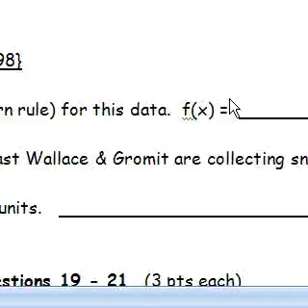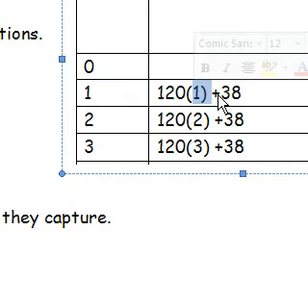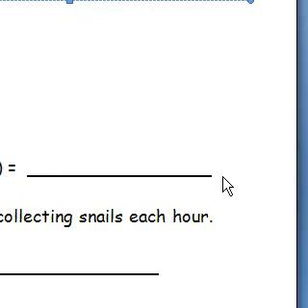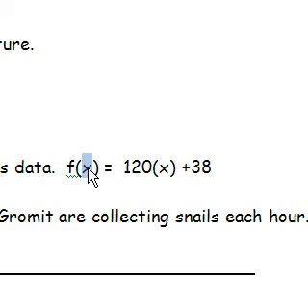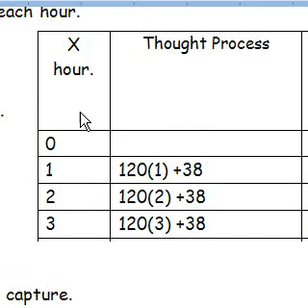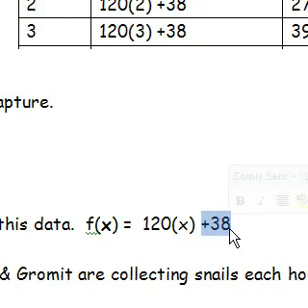Write the pattern rule for this data. Well, we already have our pattern rule up here. It's 120 times the number of hours plus 38. So f of x, and remember what x stands for? It's our hours. So our function in terms of hours is equal to 120 times the number of hours plus 38.